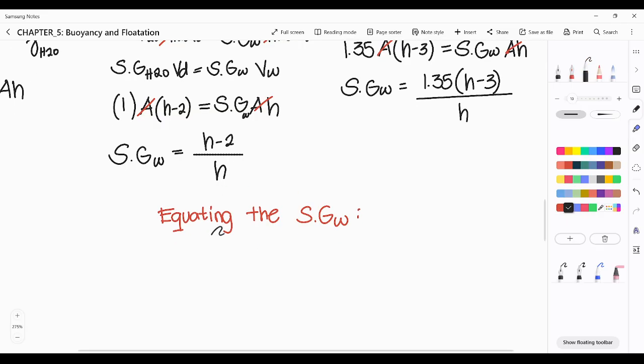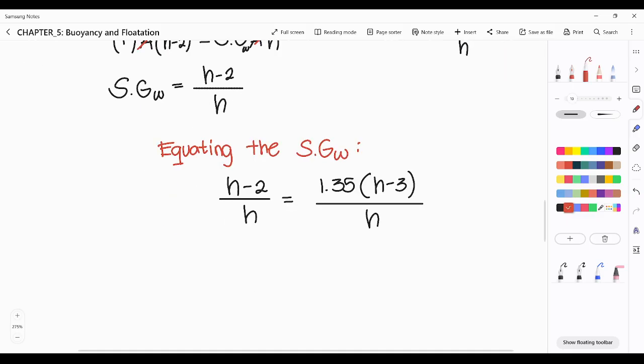We will end up with, ito muna una. This is h minus 2 over h. This is equal to 1.35 times h minus 3 all over h. From here, we have a linear equation with one unknown variable. Let's solve this linearly. Okay? Or you can just simply type it in your calculator and use shift solve.